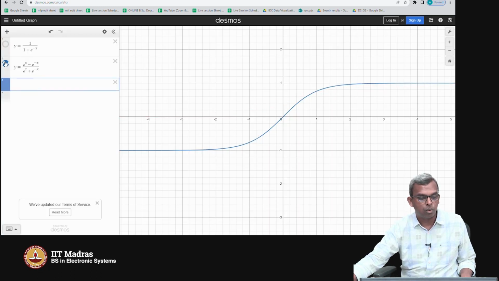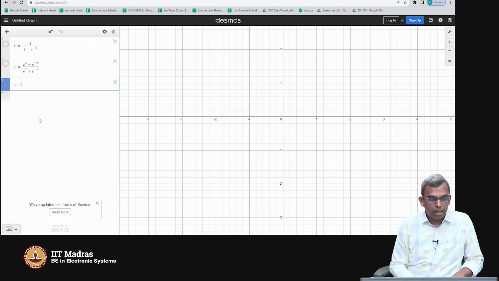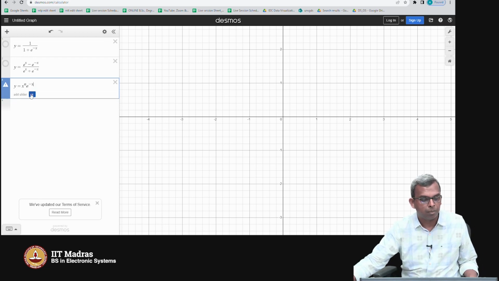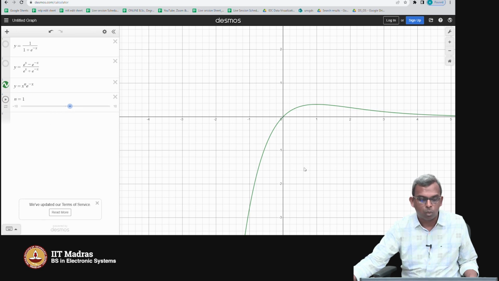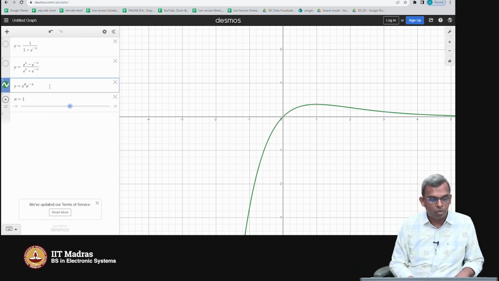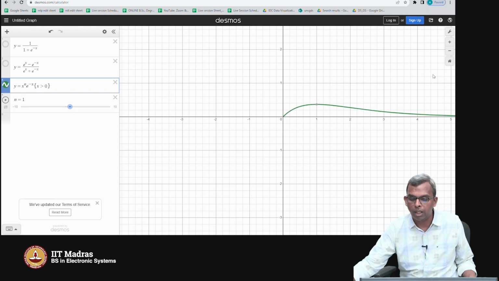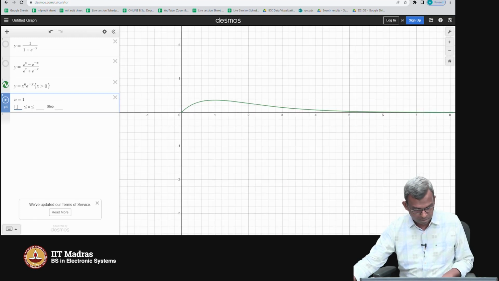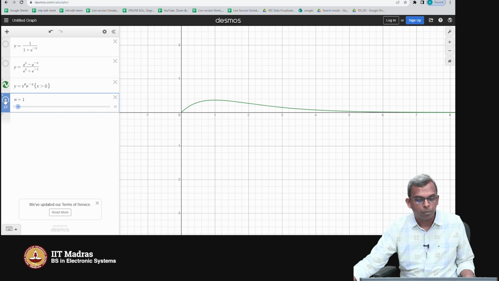Maybe we can disable these two, we don't want these guys. I'm going to do here y equals x power n times e power minus x. And I'm going to add a slider for n here. Okay, it starts at 1 and I don't want to distract myself with x negative, so we'll just do x positive. Okay, and then notice the slider, let's start at 1 and it goes to 10. Okay, so as I keep increasing, notice what happens as n increases.